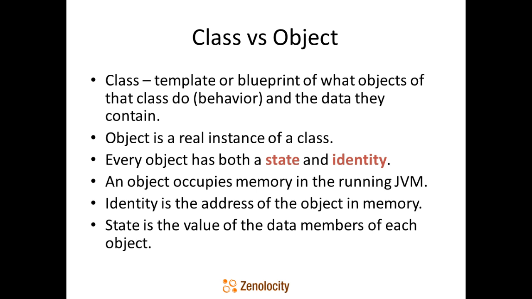And an object is a real live instance of a class. So when an object gets created, it has both state and identity. In Java, an object always occupies memory in the running JVM. The identity is the address of the object in memory. State includes the values of all the data members of the object. And the state of the object keeps changing when we invoke methods on that object.